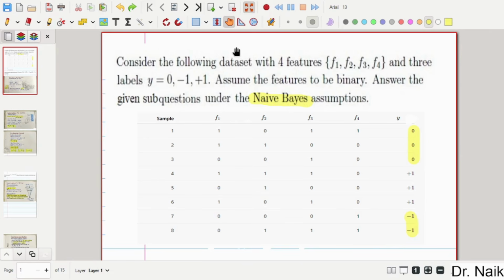Today we will start practice for quiz 2. So let's solve some questions.